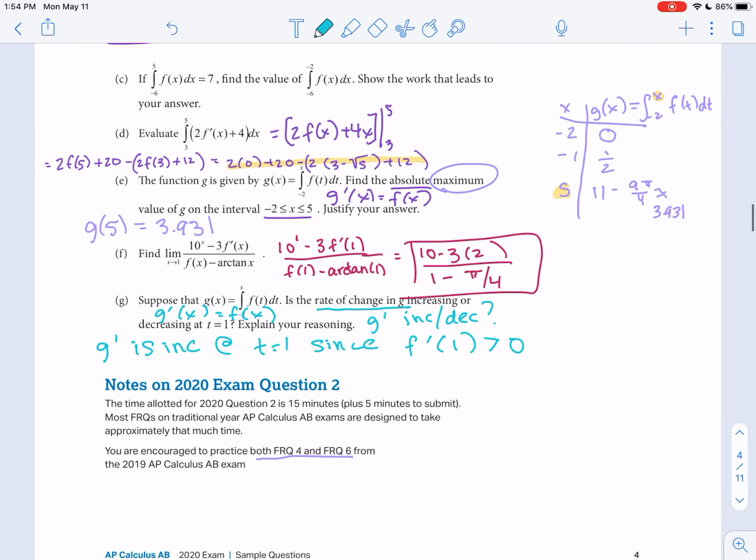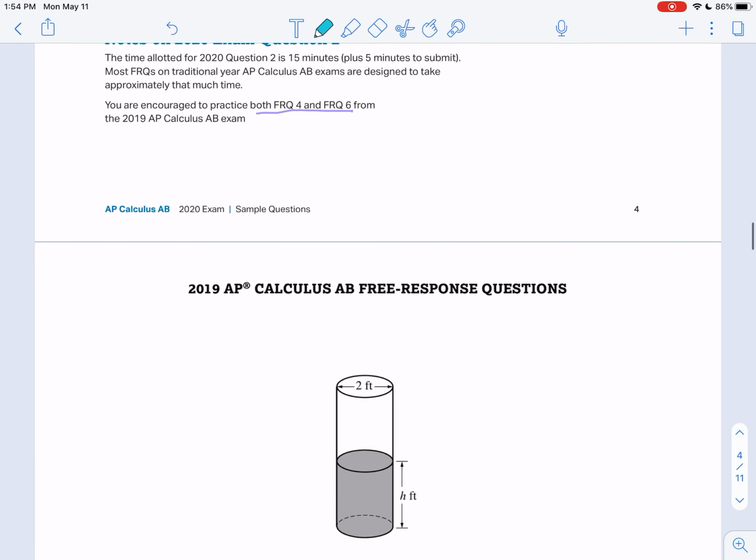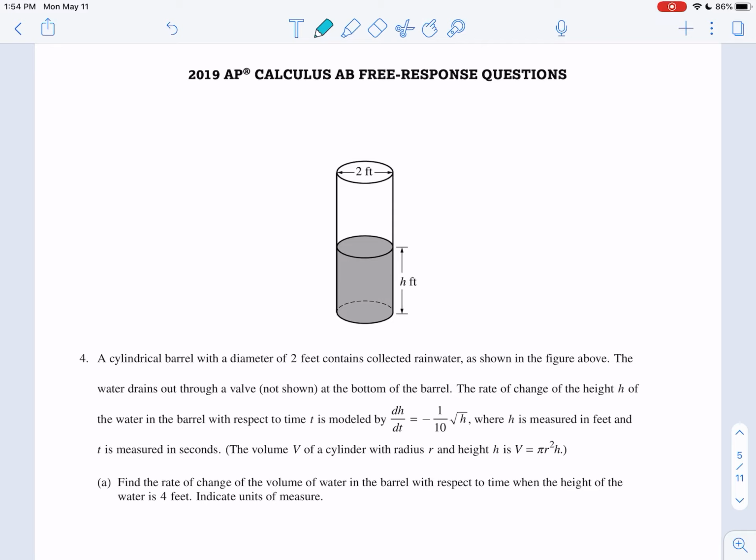Alrighty, so that was sample question 1. They said for question 2, study FRQ 4 and 6 from last year. So that is what we are going to do now. All right, so here's question 4.